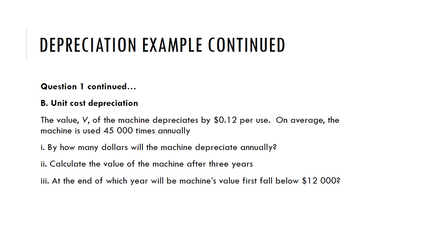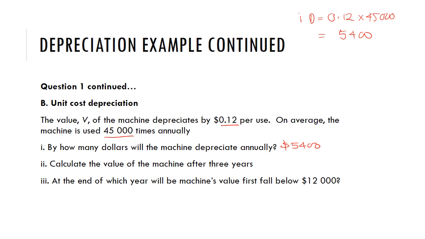So an example of that, continuing from question 1, we still have our machine worth $60,000, and version 2 was that unit cost depreciation was used. The value of the machine depreciates by 12 cents per use. On average, the machine is used 45,000 times annually. Part 1, how many dollars will the machine depreciate annually? If it's 12 cents per use and it's used 45,000 times per year, then D, the amount it's depreciating, will be 0.12 times 45,000 uses. That gives us an annual depreciation of $5,400. So our answer there is that it's depreciating by $5,400.